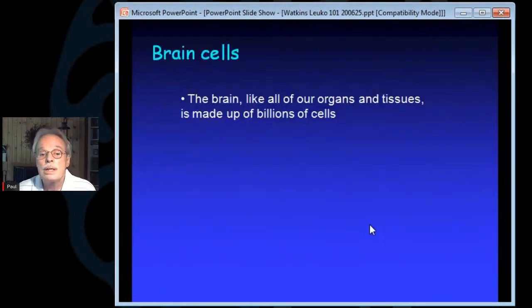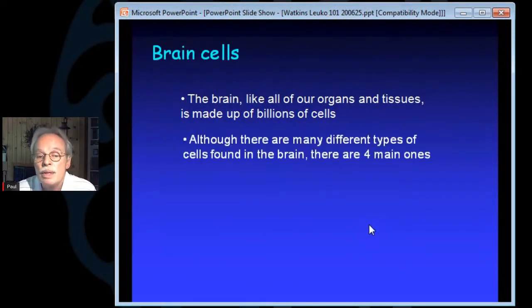And so what's the brain made up of? It's made up of billions and billions of cells. And although there are a lot of different types of cells in the brain, there are four main ones. The neurons, or nerve cells, are the ones that conduct electrical impulses and connect the brain to the muscles and the heart and the lungs, etc.